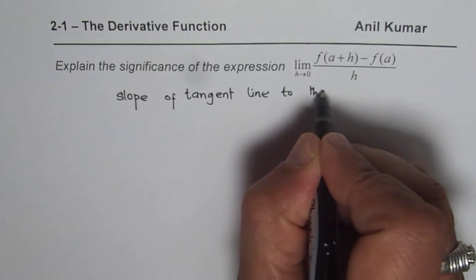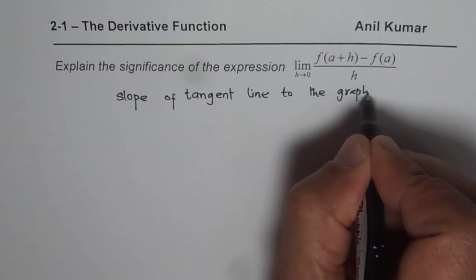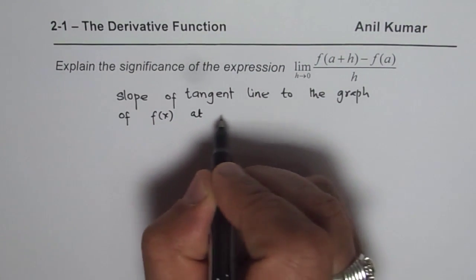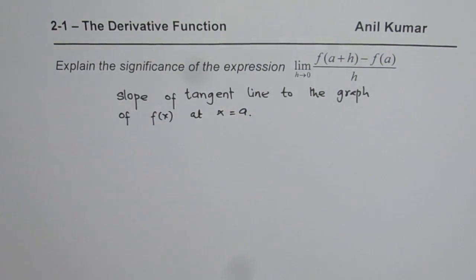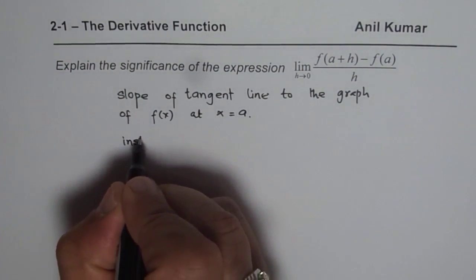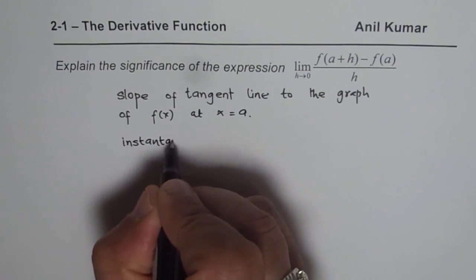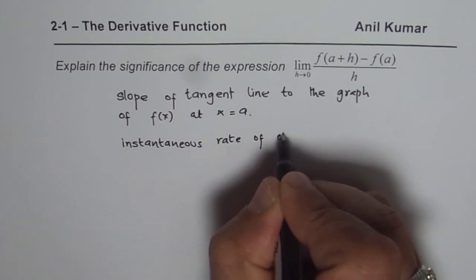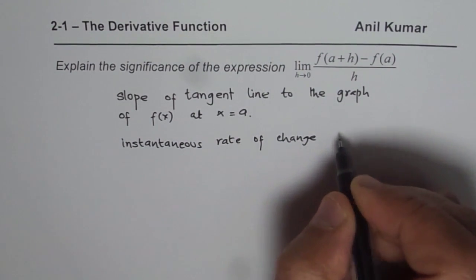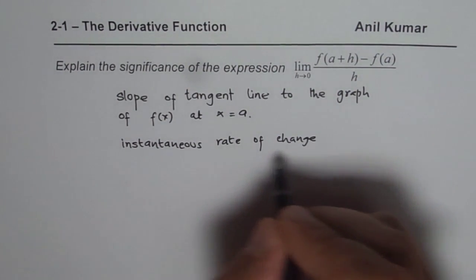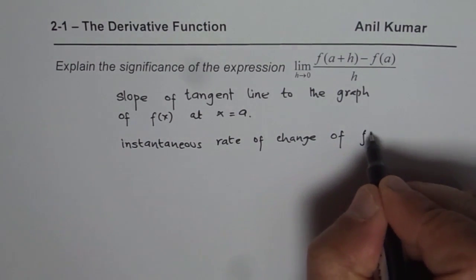to the graph of f of x at a specific point x equals a. So that is one importance of this particular expression, and the other one is we can find the instantaneous rate of change. On any function, we can say instantaneous rate of change of a function f of x.